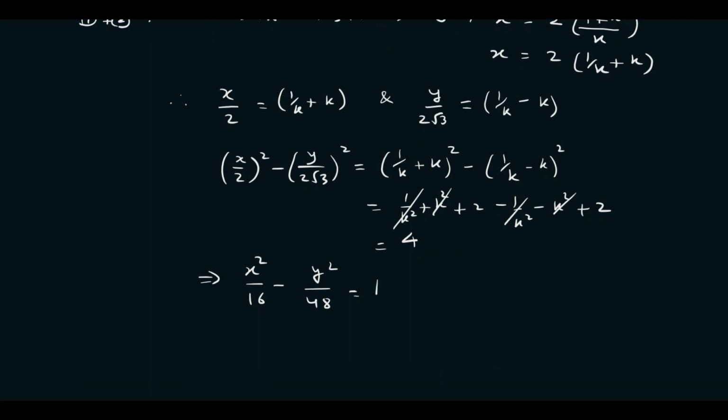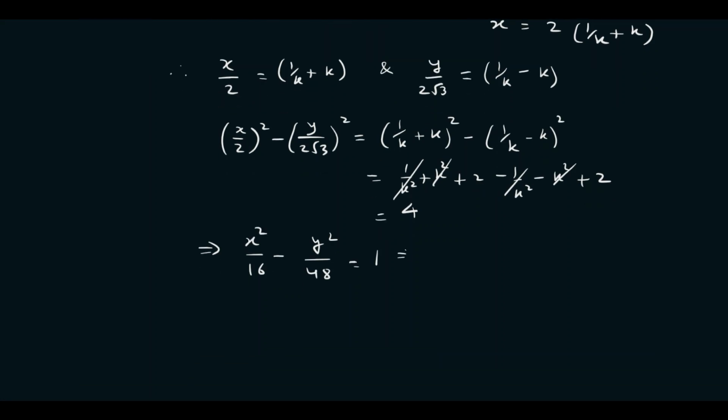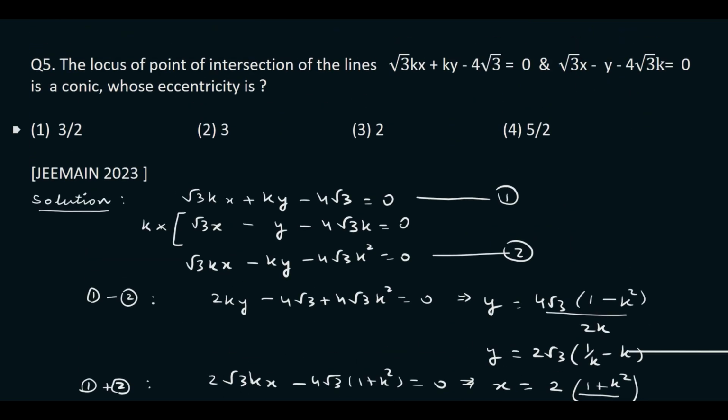Now eccentricity, very easily we can find this for this hyperbola. A square is 16, b square is 48. So 1 plus 48 by 16 is basically 1 plus 3, which is 4, root of 4 is 2. So 2 is the answer for this question, option third.